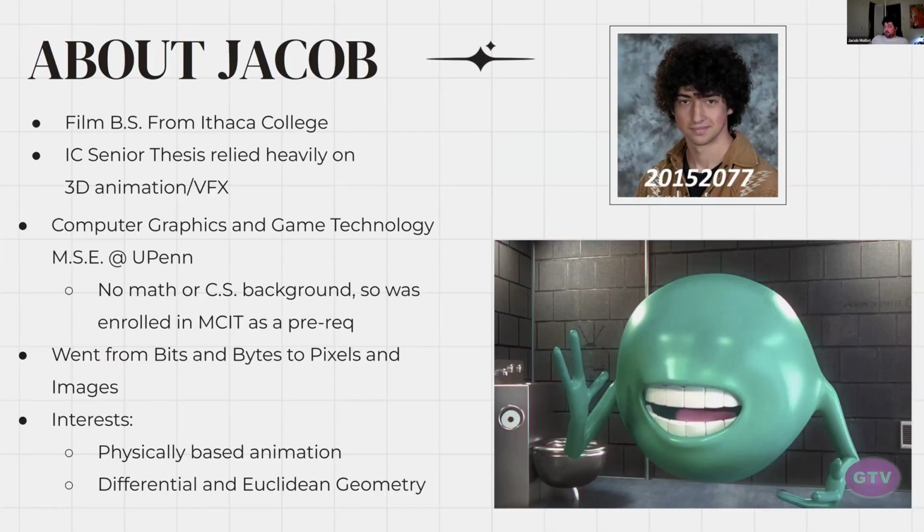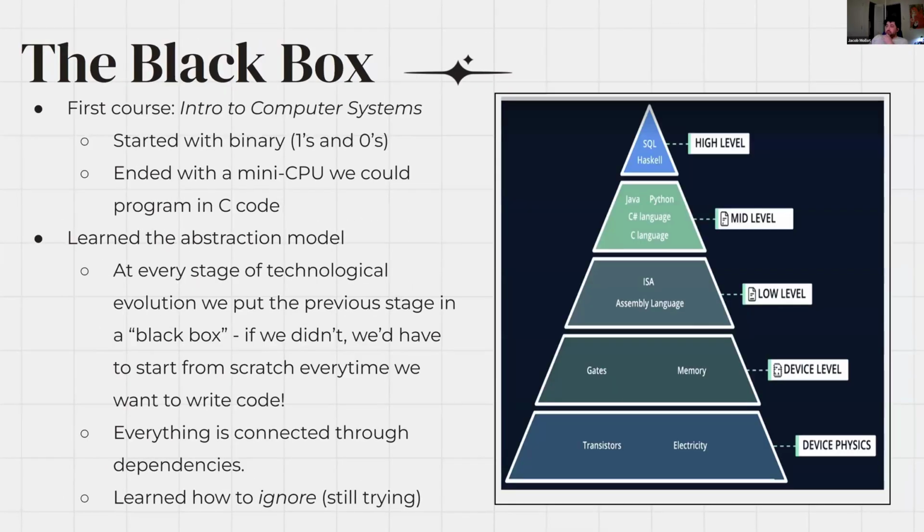The model they introduced me to when I first got to Penn was this model of engineering as a series of black boxes. When I took the intro to computer systems course in my program, we literally started with binary. We were adding together binary numbers that represented decimal numbers, converting them back and forth. And then we ended up all the way into making that into a CPU.